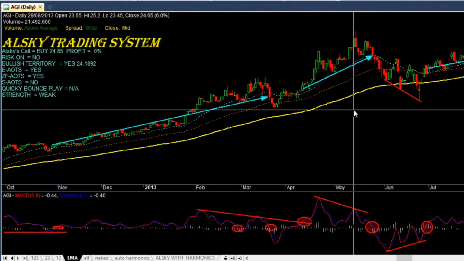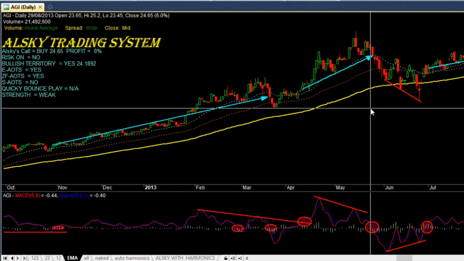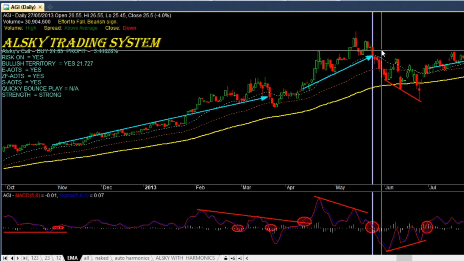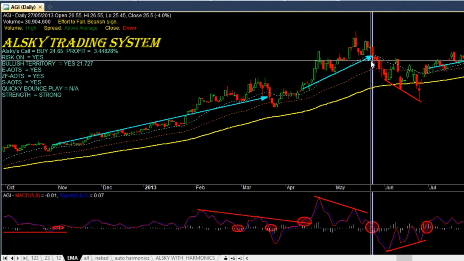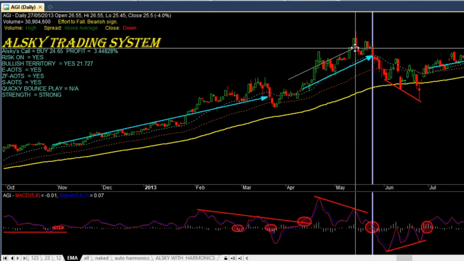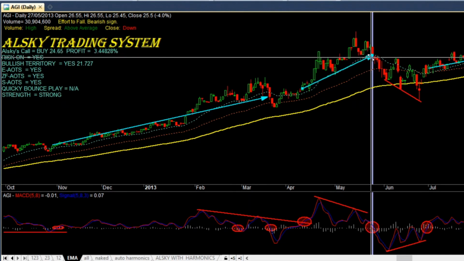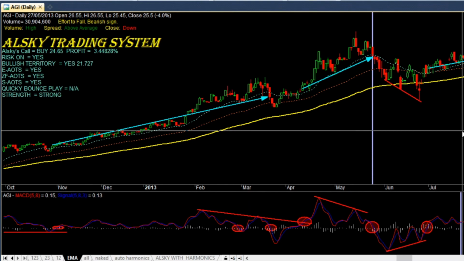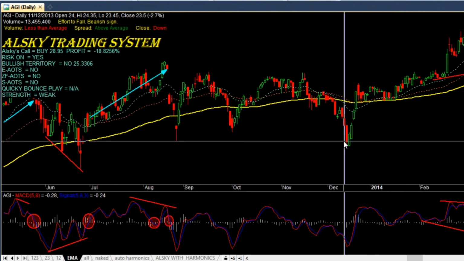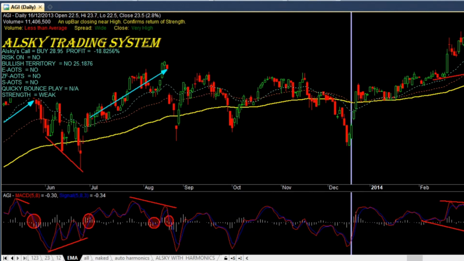We are going to sell here on the close below the 20 EMA and our MACD goes below the zero line. So again, you can also sell on the bearish divergence if you want. So either way, you are profitable. Our EMAs are not aligned.